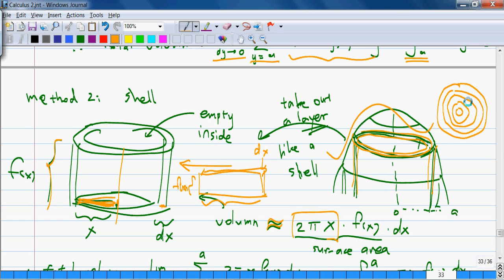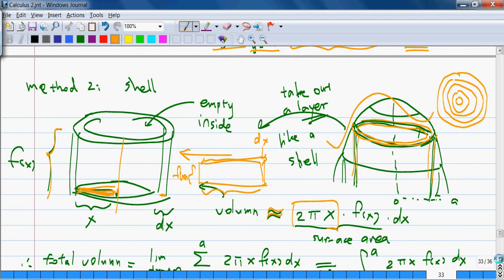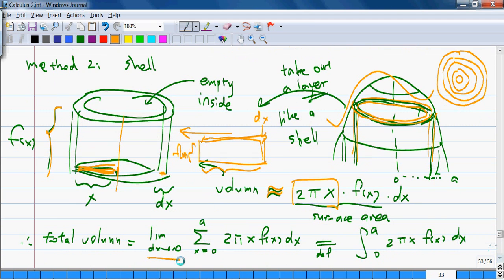So after you have each shell, what you do is sum them up again. So the limit as the shell thickness goes to 0 of the sum of all the shells, which is from 0 to a, by definition will just be another integral.